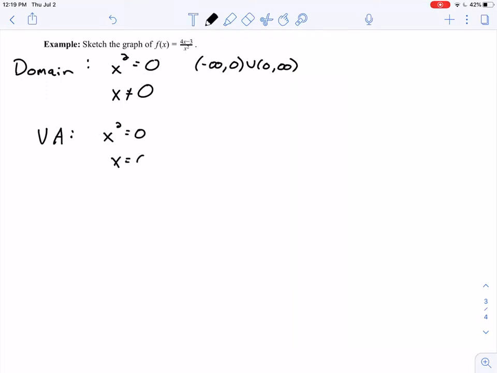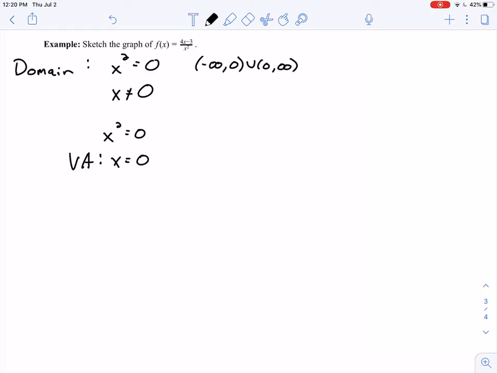This should look awfully familiar. Hey, we end up with x equals 0. So we have a vertical asymptote at x equals 0. And let me even just say this: I have a vertical asymptote at x equals 0. So that's why 0 is not included in our domain, because we have a vertical asymptote there.